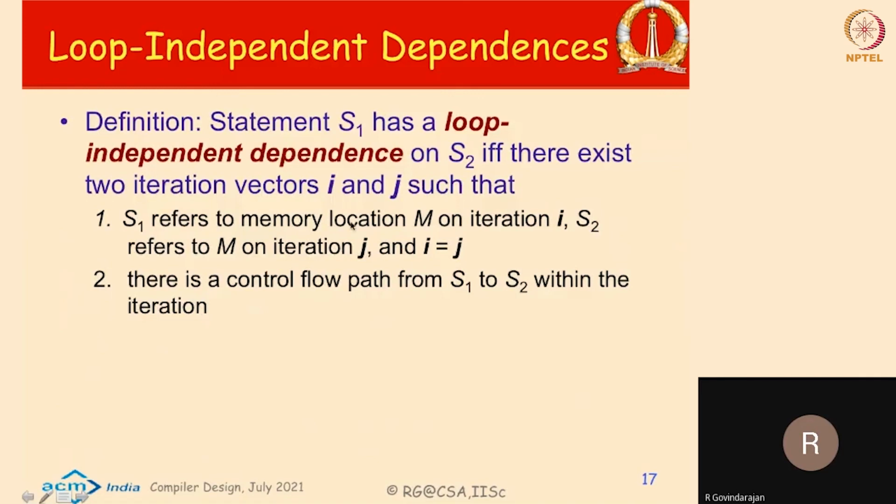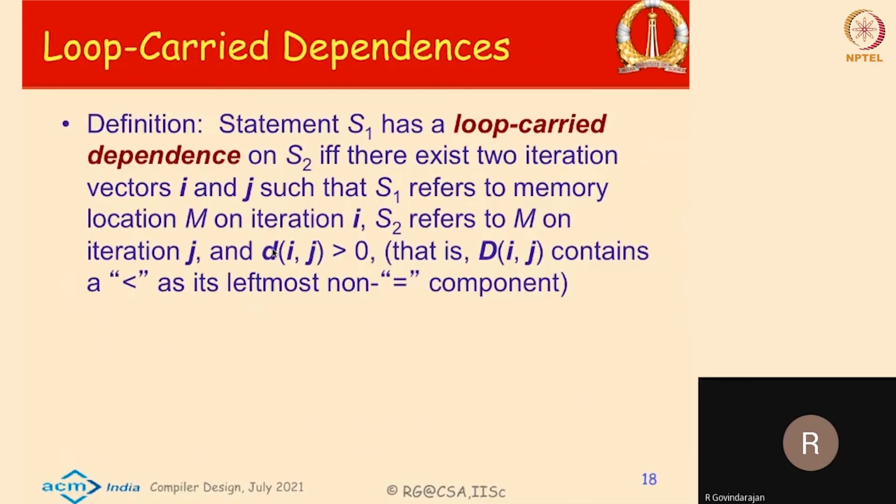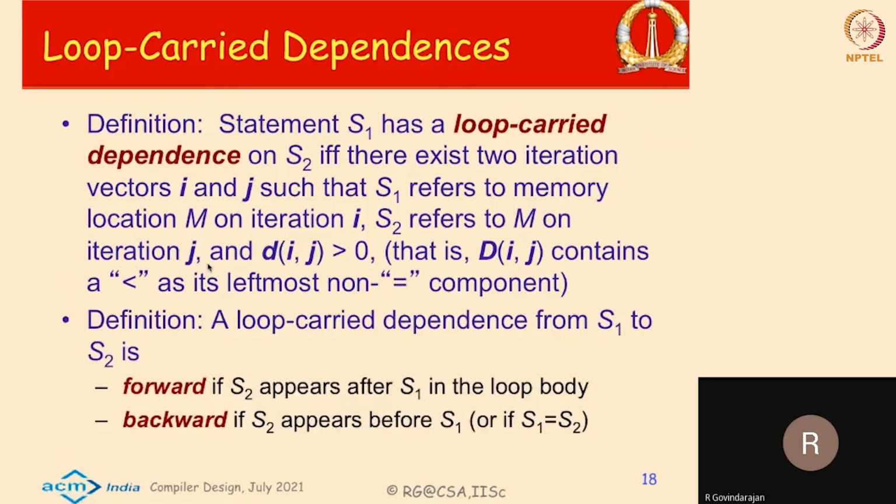So if S1 in iteration I and S2 in iteration J access the same memory location, and there is a dependence from S1 to S2, and if I happens to be exactly the same as J, therefore J minus I would be 0, 0, that is called a loop independent dependence. And a loop carried dependence is when that is not the case, and of course J is greater than I, and it has to be greater than 0. That's what is called the loop carried dependence. Okay, the forward and backward does not really matter too much for our discussion, so let's just skip that.